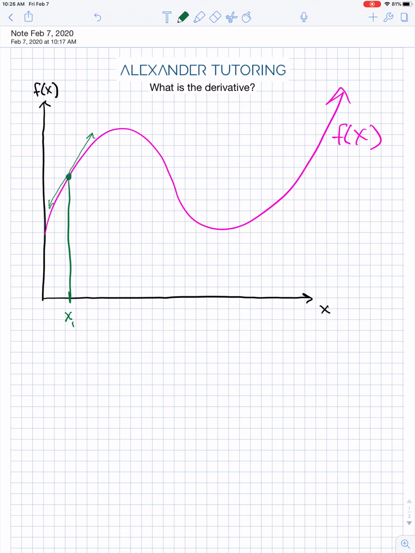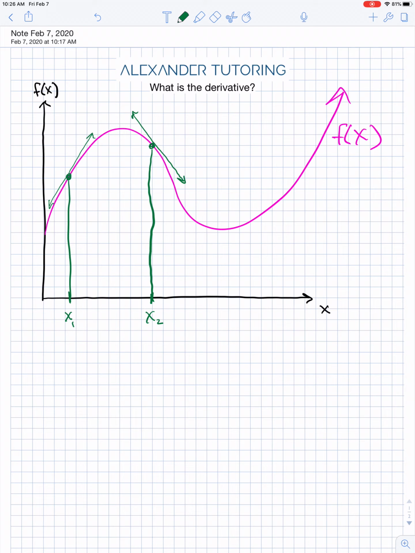But if we looked at another location, say over here, corresponding to a different x value, well, now look, the tangent line is now downhill, going from left to right, and so it has a negative slope. So we can see that the slope of the tangent line is different at these different locations. So basically, the slope of this function f of x is different everywhere. Okay? So the next question is, well, how do we find this tangent line?